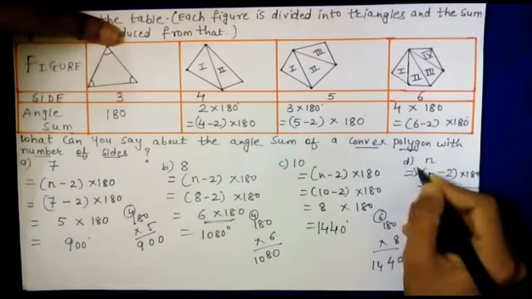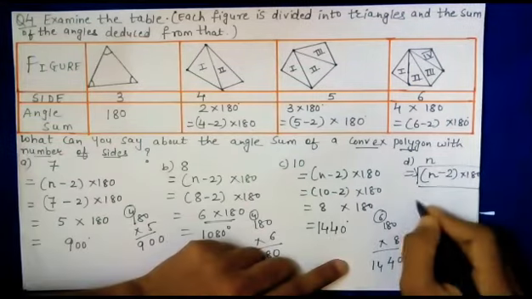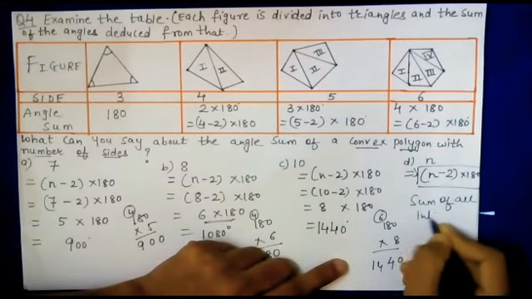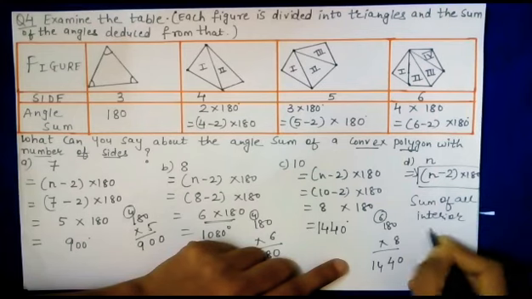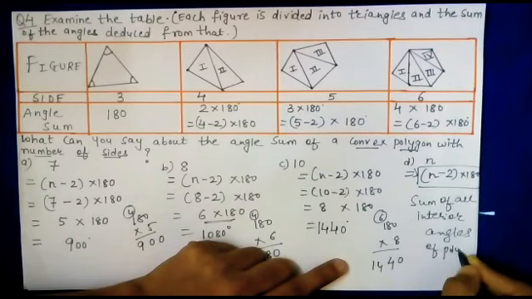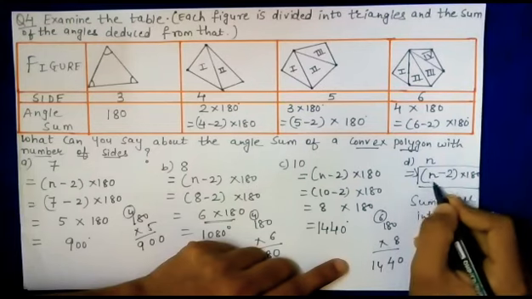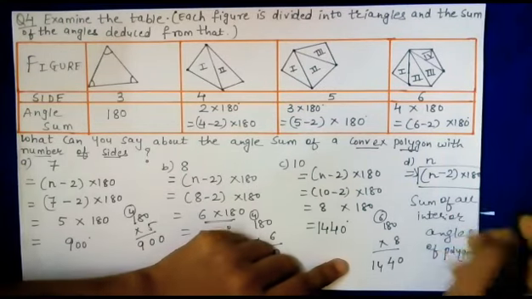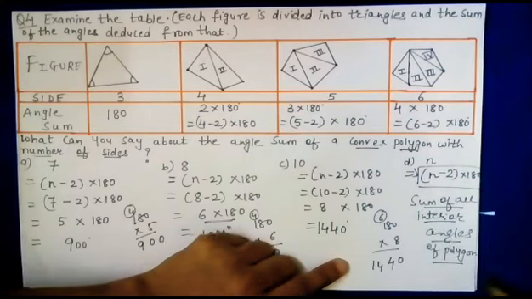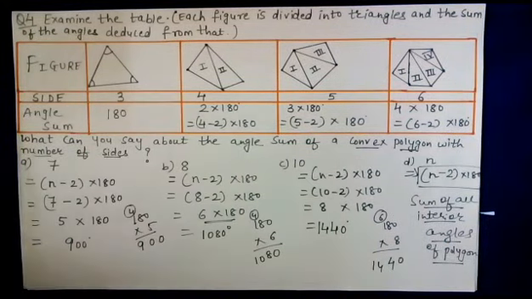So this is our formula for finding the sum of all interior angles of a polygon. So this is our formula, (n minus 2) into 180. This formula is for finding the sum of all interior angles of a polygon. Hope you understood question number 4.